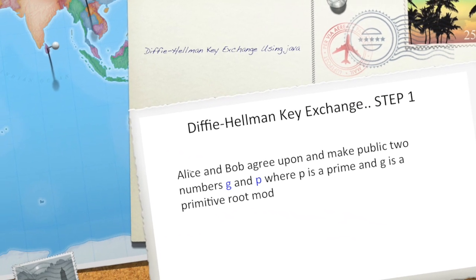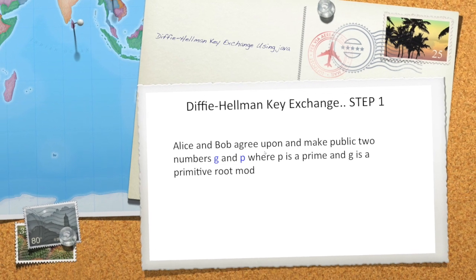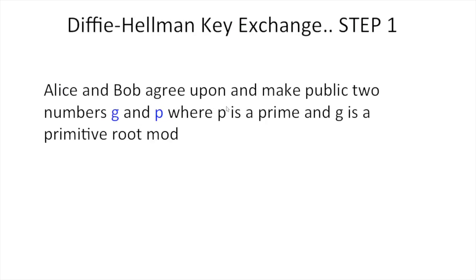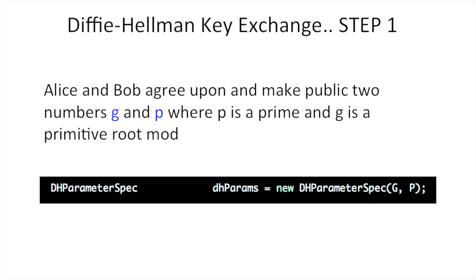So the two parties, Alice and Bob, agree upon and make two public numbers, G and P. As I mean public, G and P is visible to everyone, and P is a prime and G is a primitive root mod P. For this, the Java API will use the DiffieHellmanParameterSpec API, and in the constructor we'll pass G and P. So G and P are the BigInteger here. So we will create a DH parameters for Alice and Bob.